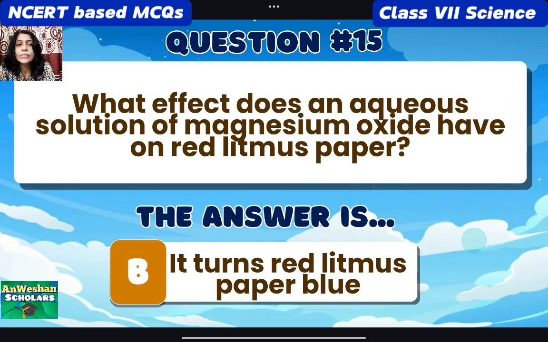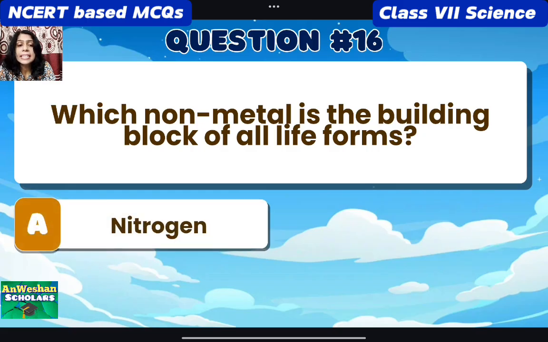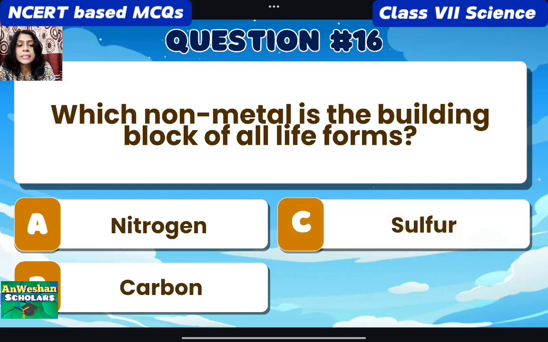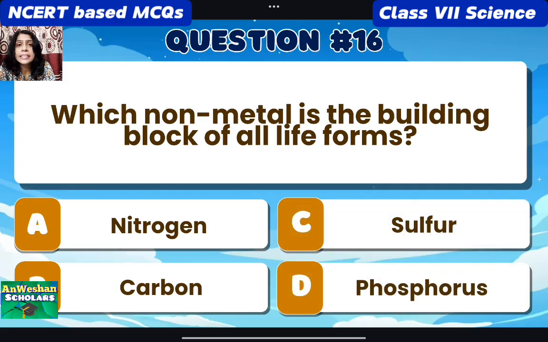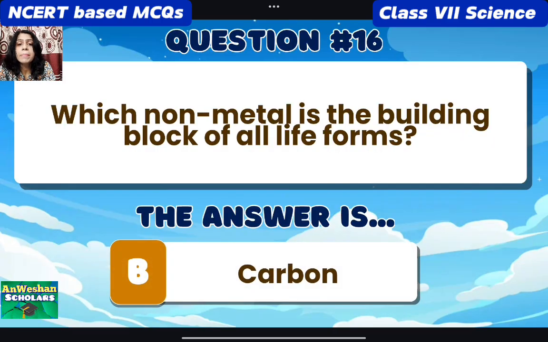Now moving on to the next question. Question number 16. Which non-metal is the building block of all life forms? A, nitrogen, B, carbon, C, sulfur, D, phosphorus. It is definitely carbon, my dear students. Option B is the correct answer. Carbon is definitely the building block of all life forms.